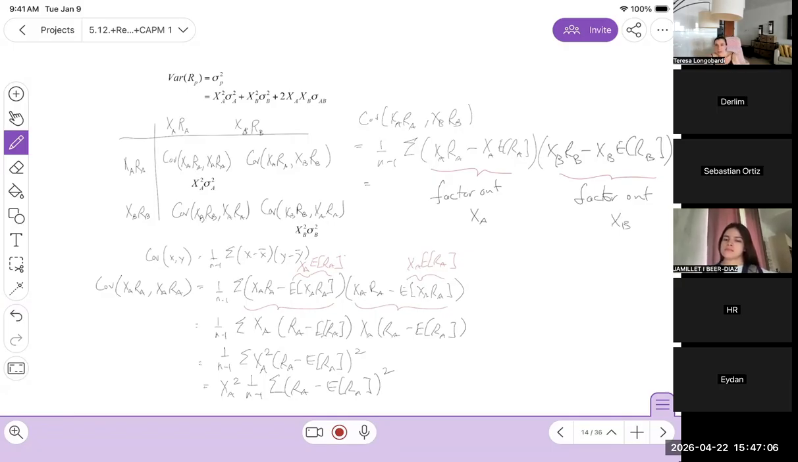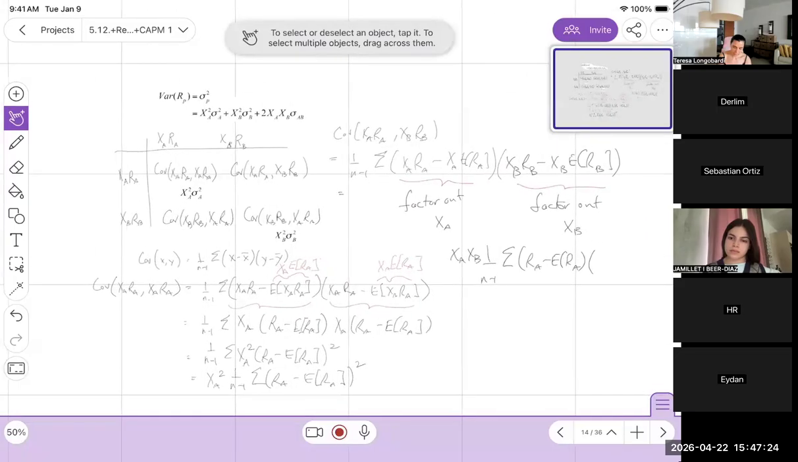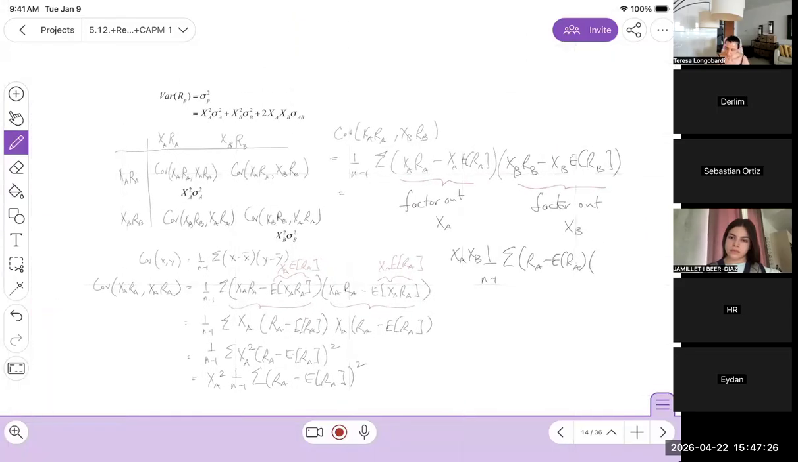Let's factor out XA, and from that one factor out XB. And what does it leave? RA minus ERA, and RB minus ERB. So this is what? This is XA, XB, covariance AB.